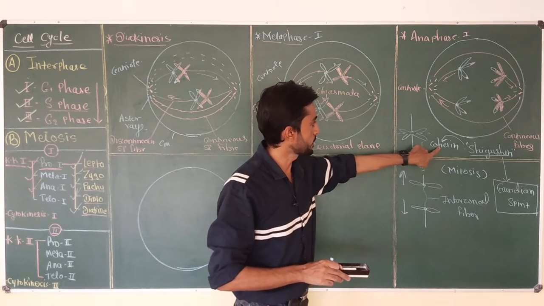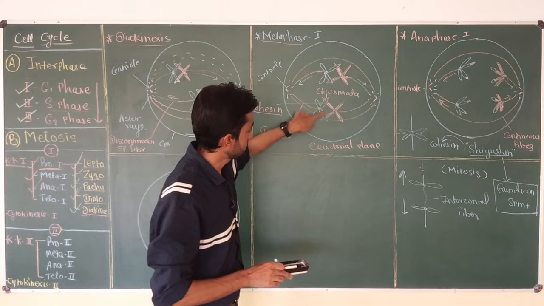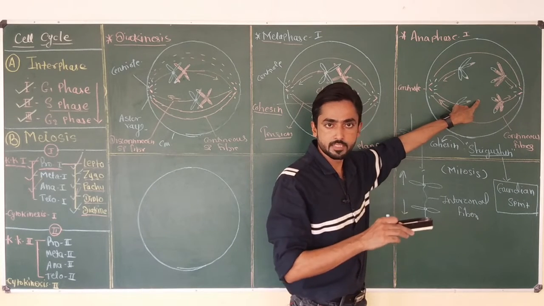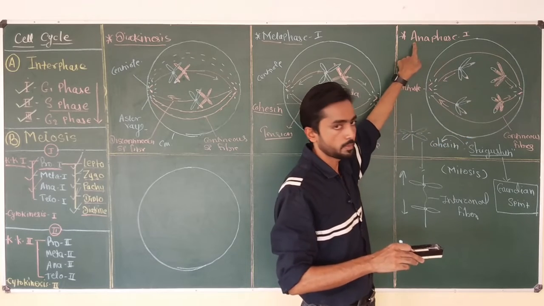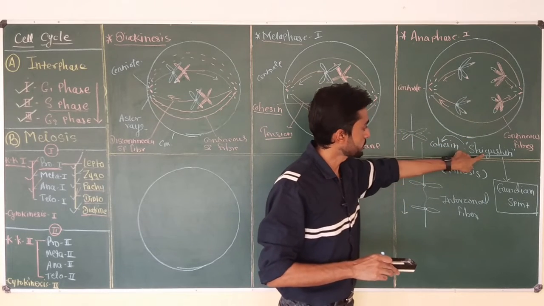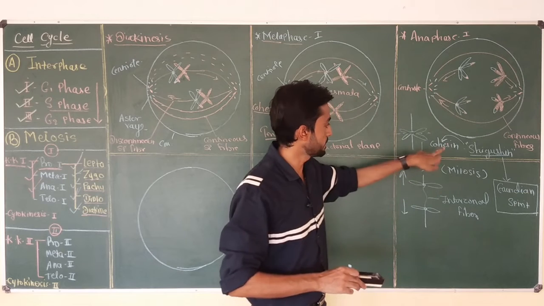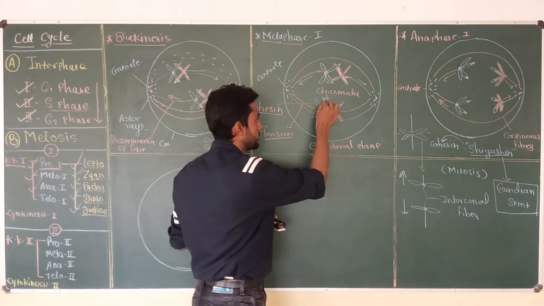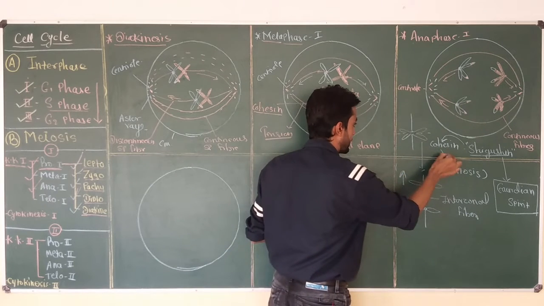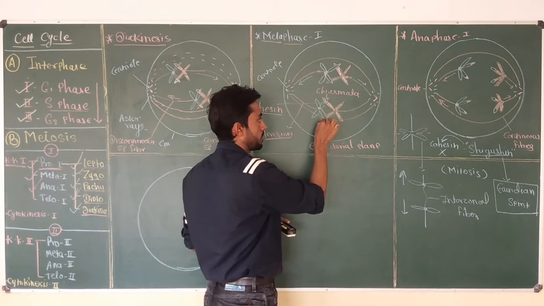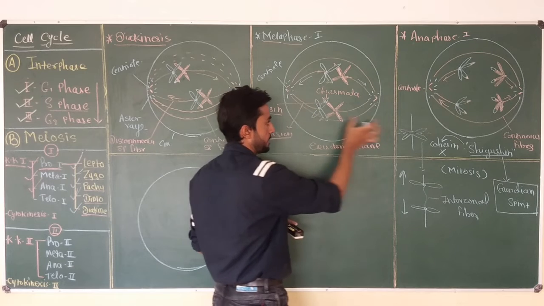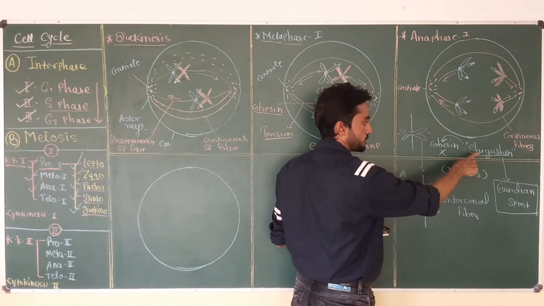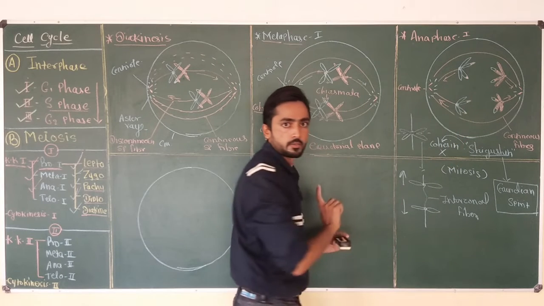Now this cohesin protein is also present at chiasmata. Then why do the chiasmata get separated during anaphase? Because the shugoshin protein does not protect the cohesin of chiasmata, so at this point the cohesin gets degraded and the two chromosomes get separated. Okay, because of lack of action of shugoshin at chiasmata.